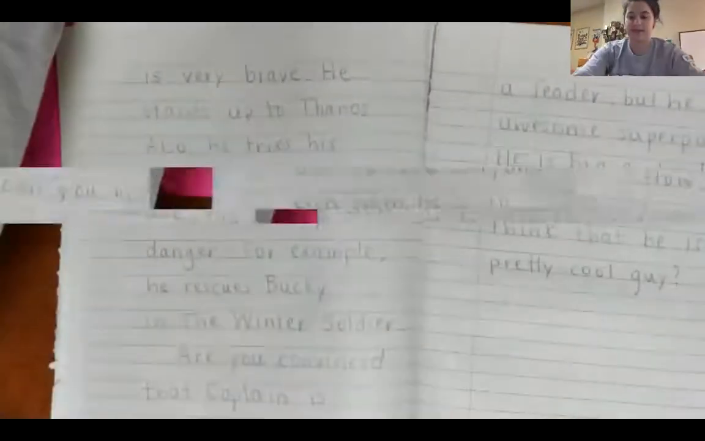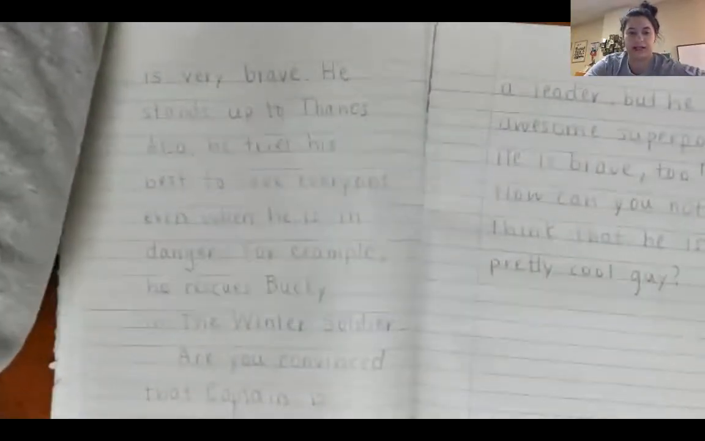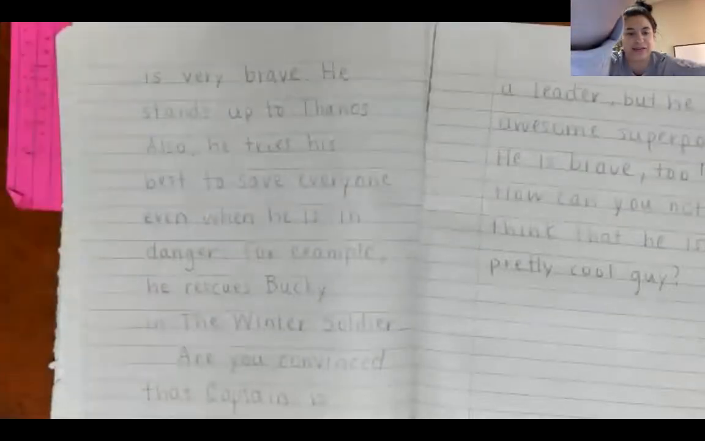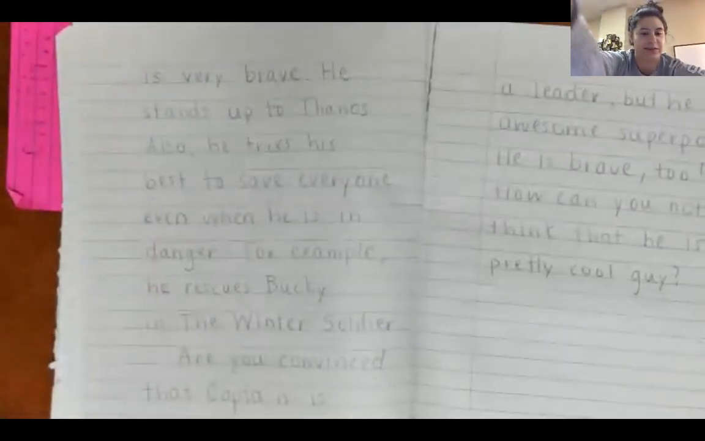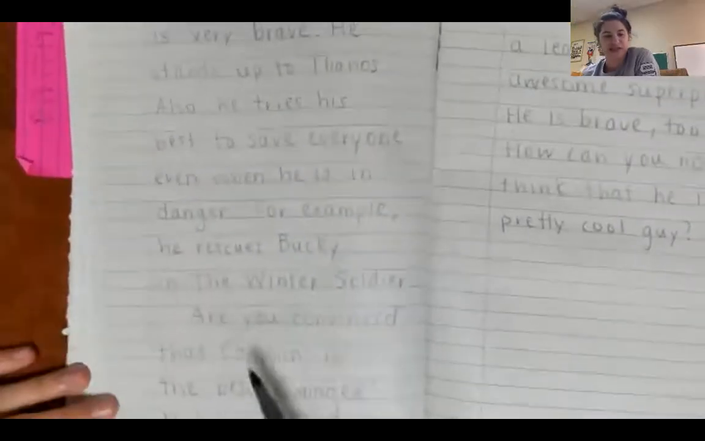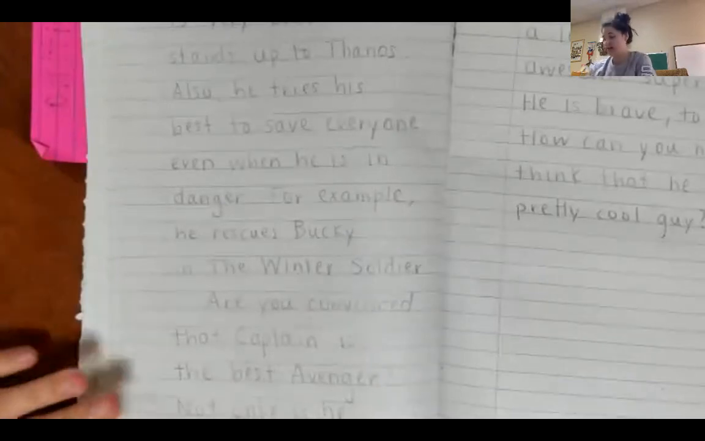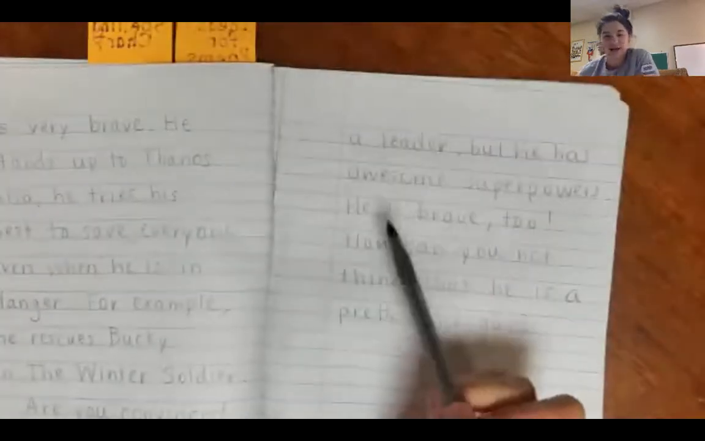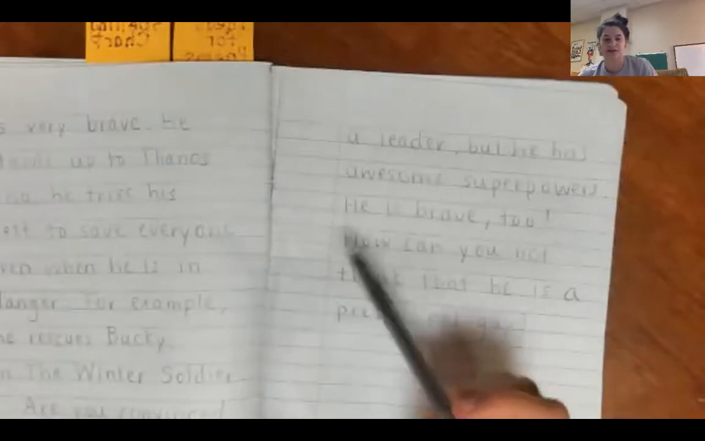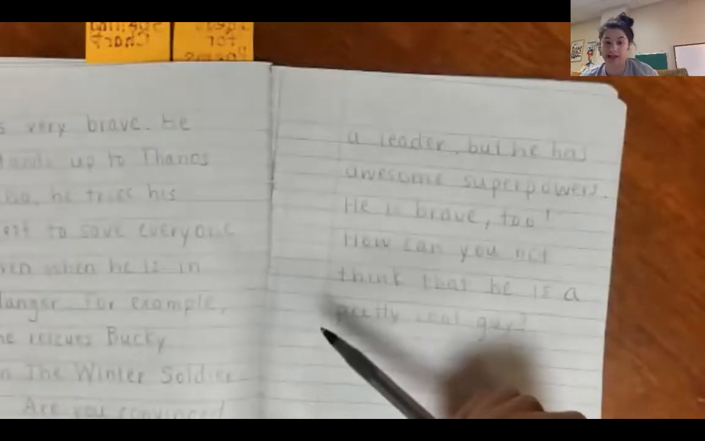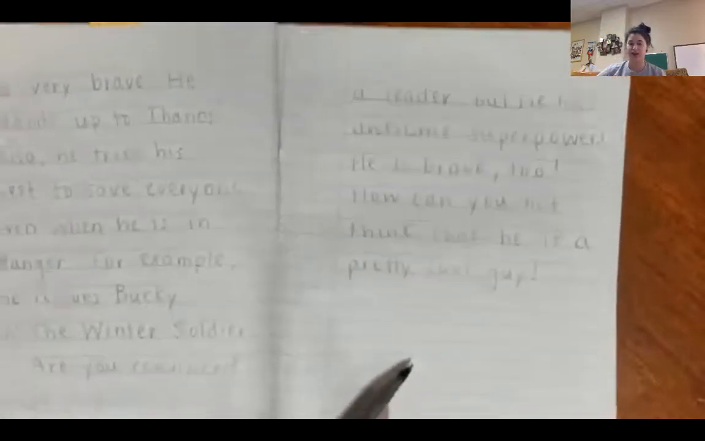Next, Captain is my favorite because he has the best superpowers. Last, Captain America is very brave. He stands up to Thanos. Also, he tries his best to save everyone, even when he is in danger. For example, he rescues Bucky in The Winter Soldier. Are you convinced that Captain is the best Avenger? Not only is he a leader, but he has awesome superpowers. He's brave too. How can you not think that he is a pretty cool guy? Okay, so that is my piece.